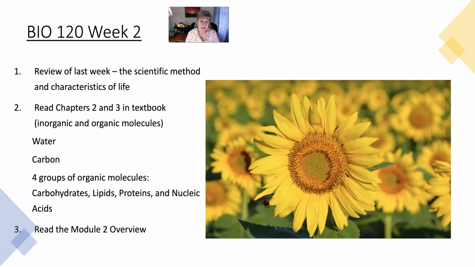There are 20 basic amino acids that make up proteins, but they can come in all different combinations and all different lengths to make different proteins that we need. And then finally we have nucleic acids, which include DNA and RNA, but also the most important energy molecule in cells, which is ATP, adenosine triphosphate. So the nucleic acids are really important carriers of genetic information, but they're also energy molecules. So those are the 4 groups of organic molecules.